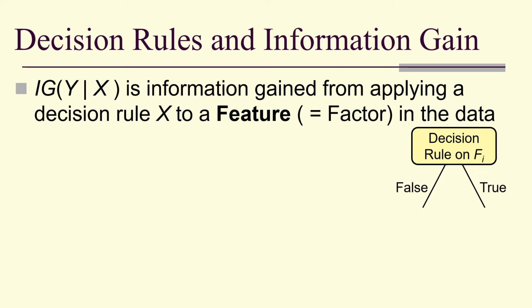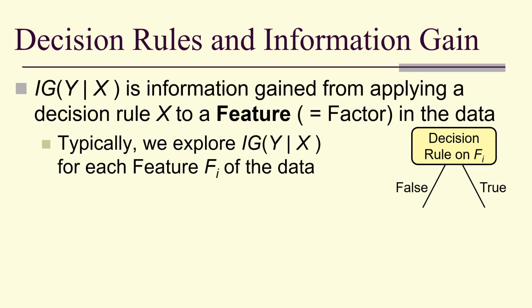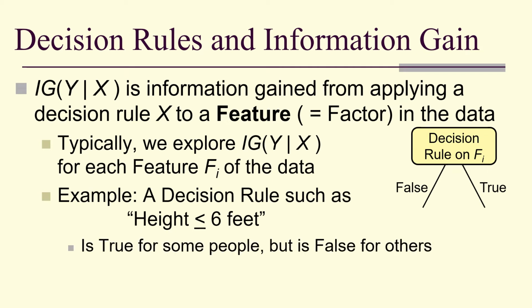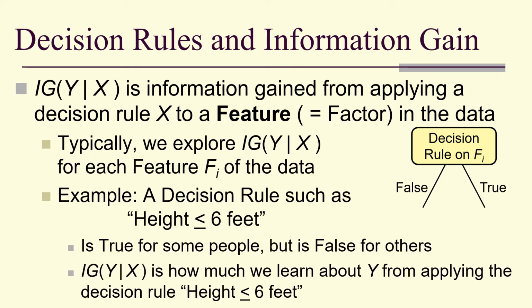And we can think of this in terms of decision trees. So a decision rule is where we have x as a decision rule to a feature. That's our node. It can either be true or false. And we tend to explore the information gain of y given x for each feature f sub i of the data. For example, we might have a decision rule such as height less than or equal to 6 feet. That's true for some people, but false for others. The information gain of y given x is how much we learn about whatever y is from applying a decision rule like height is less than or equal to 6 feet.